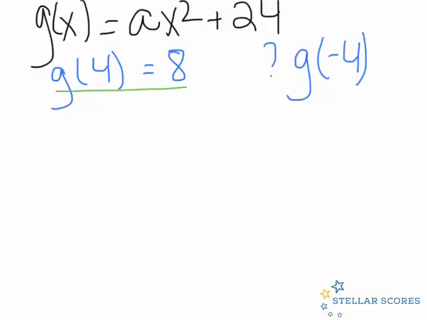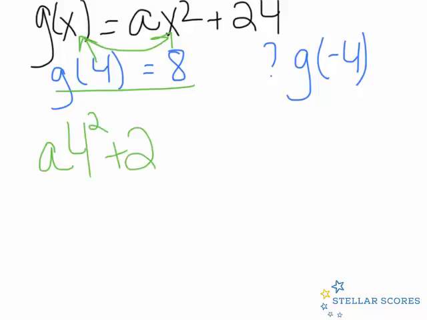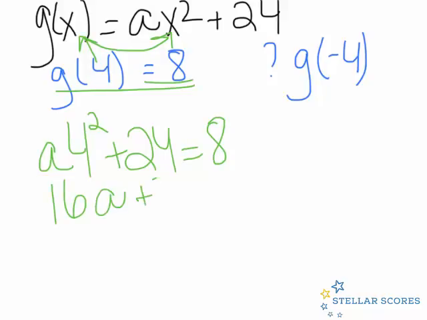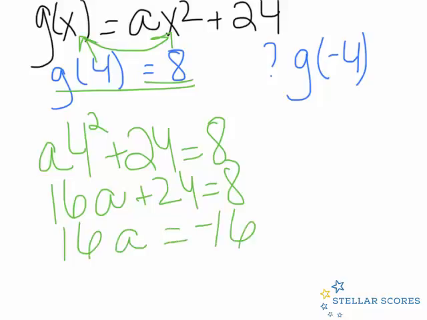Here it says g of 4 is equal to 8. So x is equal to 4, so wherever there's an x, we're going to put in 4. So we're saying a times 4 squared plus 24 is equal to 8. So 4 times 4 is 16, so 16a plus 24 is equal to 8. Let's subtract 24 from each side. So we have 16a is equal to negative 16. Divide each side by 16. a is equal to negative 1.